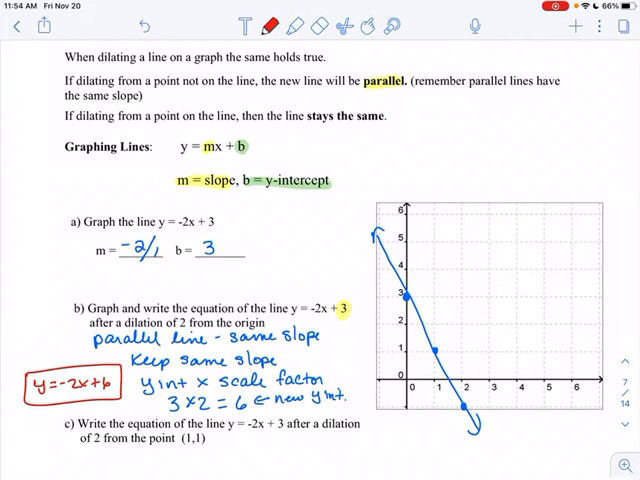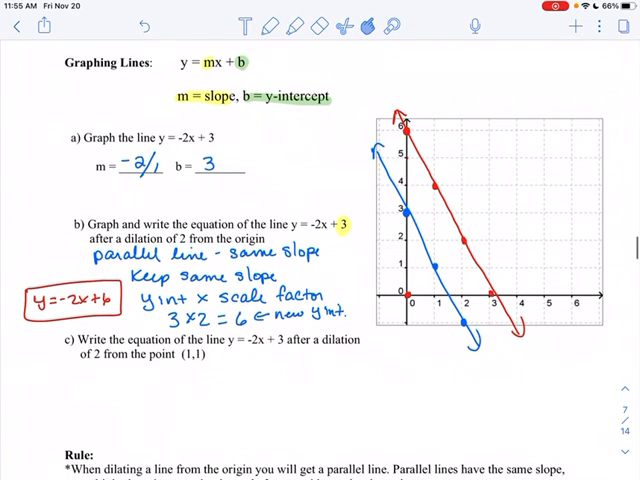All right, so the slope stays the same. The y-intercept gets multiplied by the scale factor. So this one is going to have a y-intercept of 6. The slope stays the same. It's going to be down 2 over 1, down 2 over 1, down 2 over 1. And you can see that this will be parallel. All right, when you dilate a line, and I'm dilating it from this point, the origin right there, so if you dilate a line from a point not on the line, you get a line that's parallel.